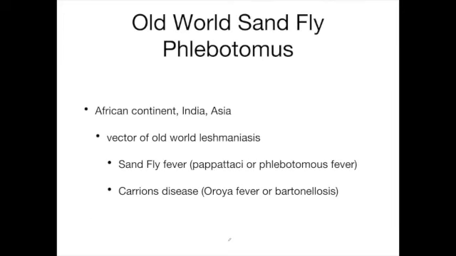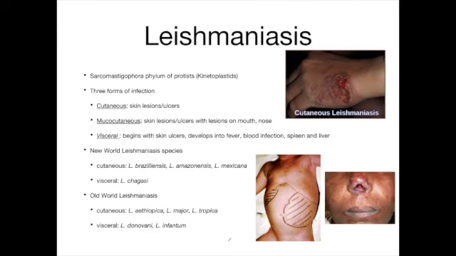In the Old World sandfly, we're looking at the Phlebotomus, and they cause Old World Leishmaniasis. They're found on the African continent, India, and Asia, and they will cause sandfly fever and Carrion's disease, in addition to Old World Leishmaniasis. Sandfly fever is also known as Phlebotomus fever and Papatachi, and Carrion's disease is Arroyo fever, or also known as Bartonellosis. Another parasite disease, bacterial disease.